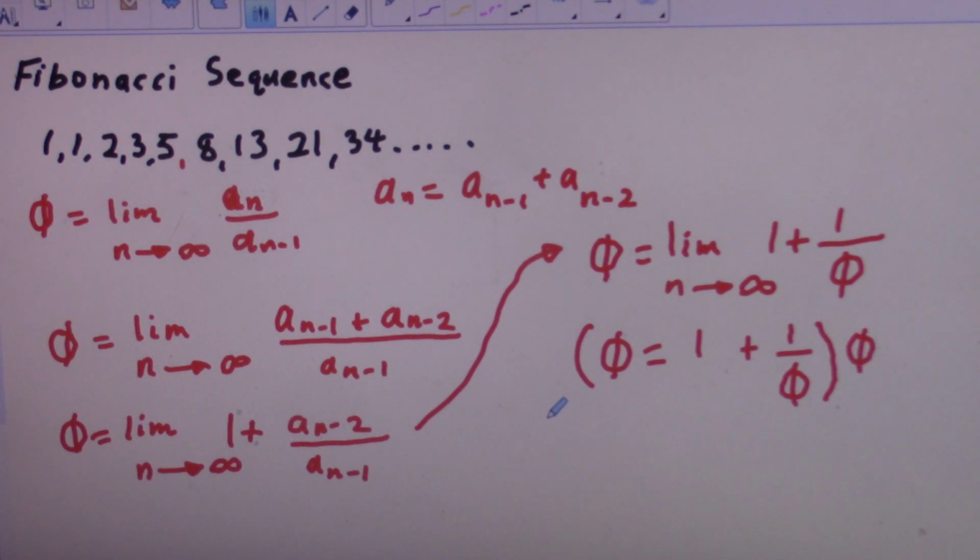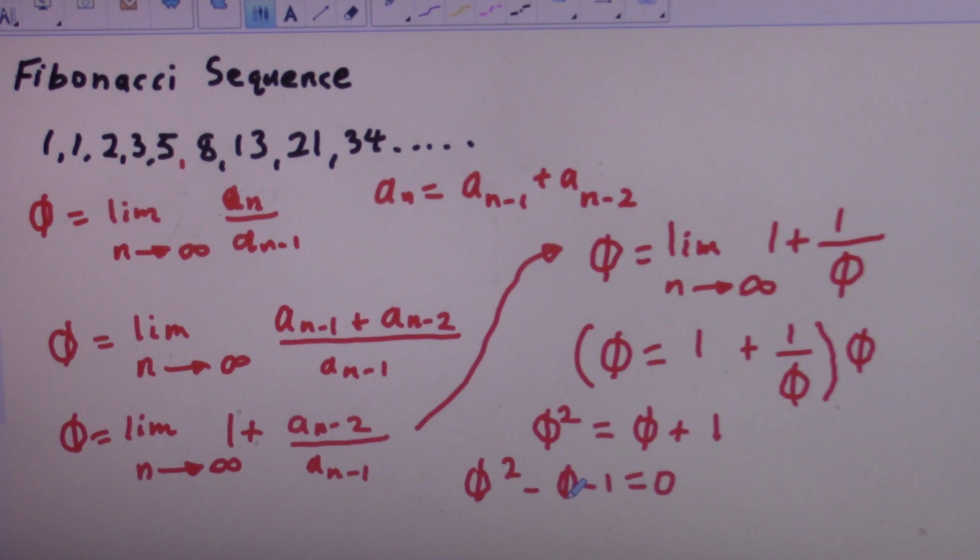So what we get is phi squared equals phi plus 1 over phi times phi, which is 1. And if we subtract from both sides of this equation, we get phi squared minus phi minus 1 is equal to 0.